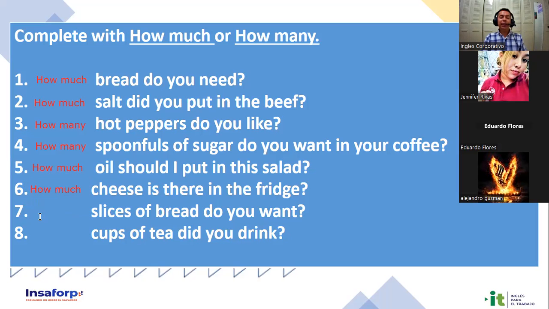Cristi, ya leí el mensaje. También no le funciona la cámara, ¿verdad? Pero va a participar, es lo importante.